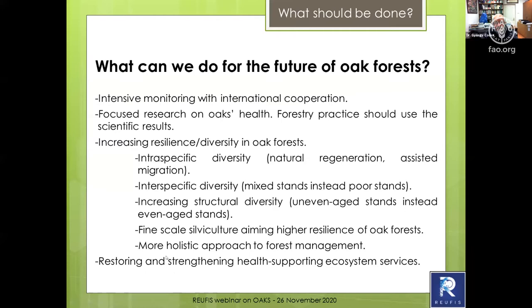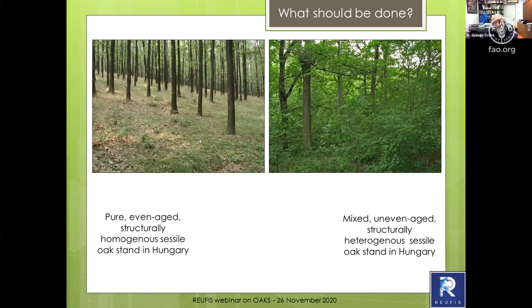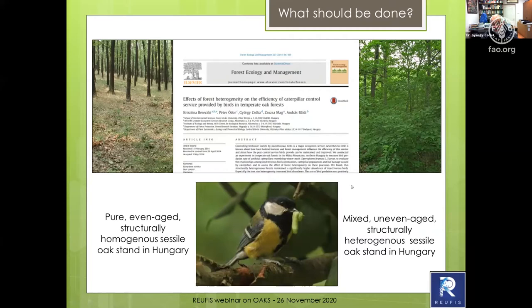We need a more holistic approach, and we have to restore and strengthen health-supporting ecosystem services in our forest. Finally, just an example of what I mean by health-supporting ecosystem services. There is a pure, even-aged, homogeneous sessile oak stand in Hungary. This is a more diverse stand in Hungary, and it's quite evident that the regulating potential of insectivorous birds is much better in this more diverse stand, as already proven by published scientific results. So this is what we can do and what we should do. Thank you very much for your kind attention.